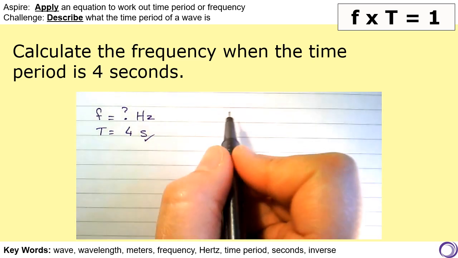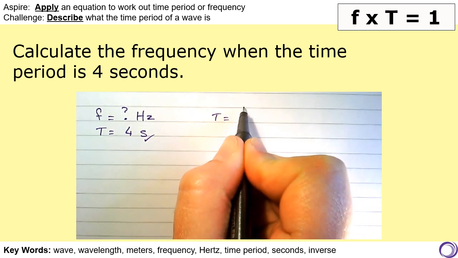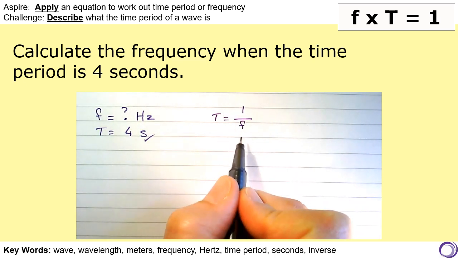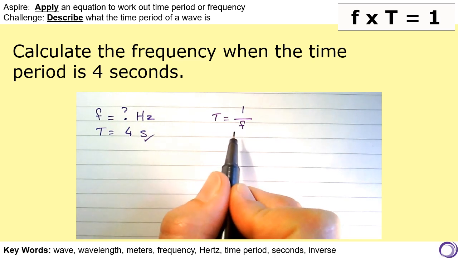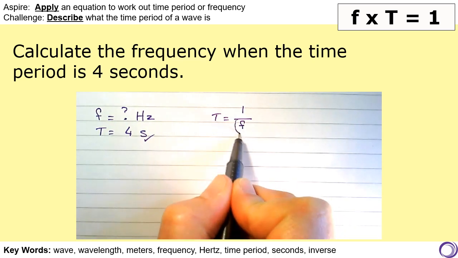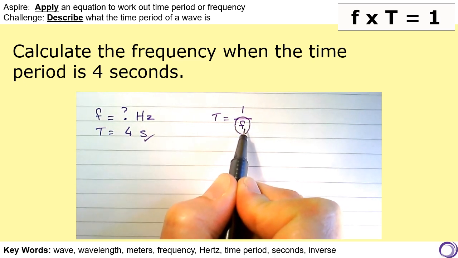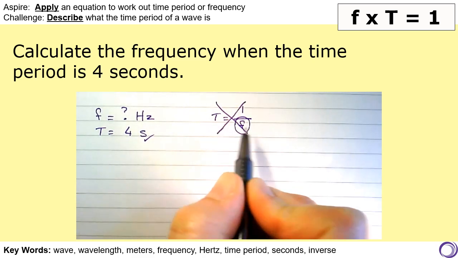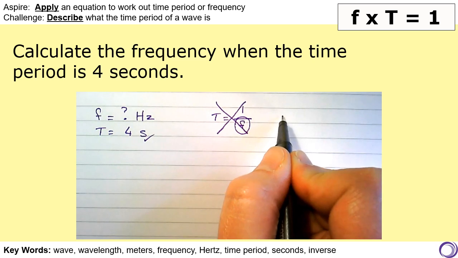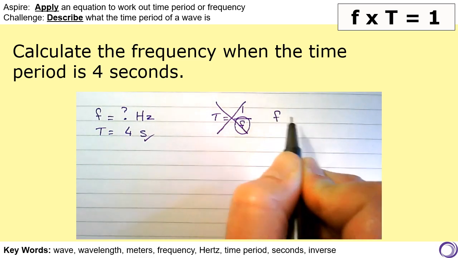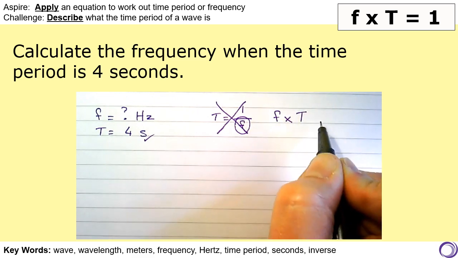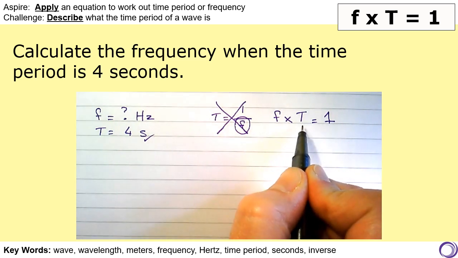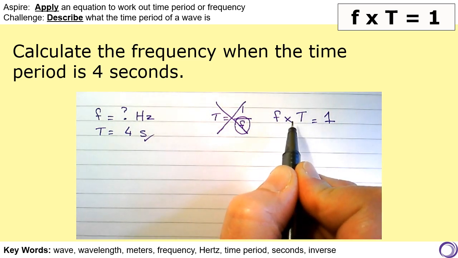Now you could use the equation that is given to you on the equation sheet, which is t equals 1 divided by f. But if we use this version of the equation, we're going to have to do quite a lot of rearranging because we're trying to find f, but f isn't currently the subject of the equation. So instead, we're going to use the version that we worked out earlier on, because we worked out, remember, that frequency times time period is always equal to 1. So it's the same equation, we've just rearranged it already. So let's use this version of the equation.